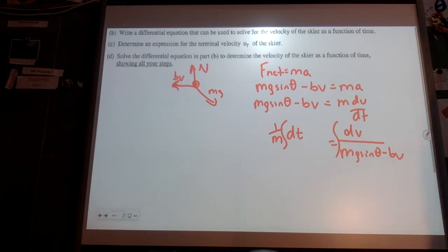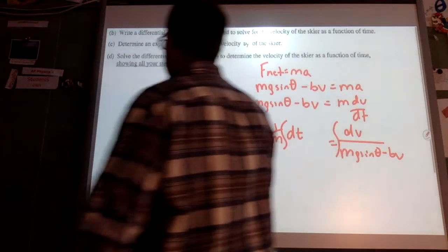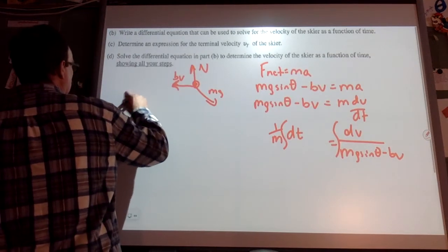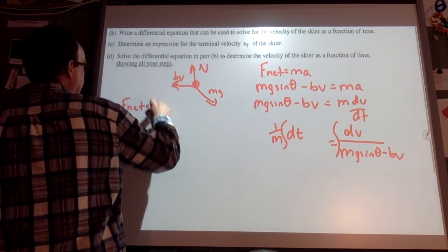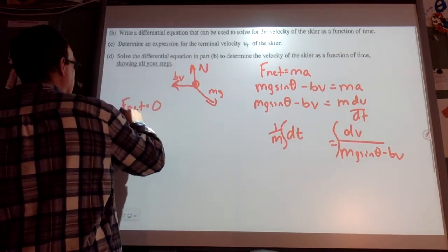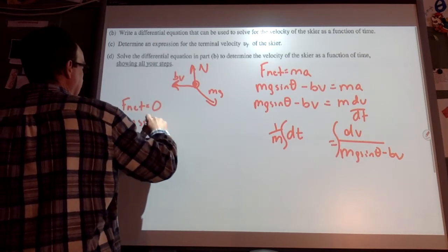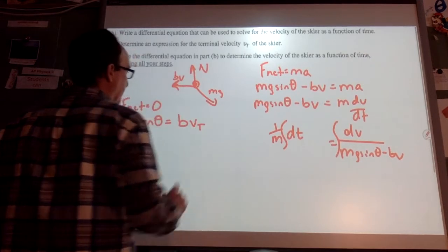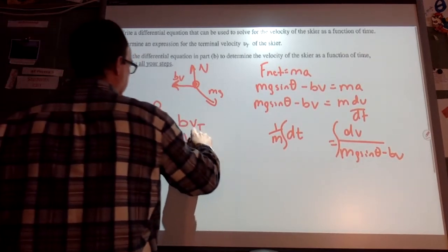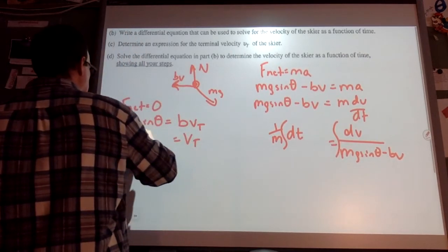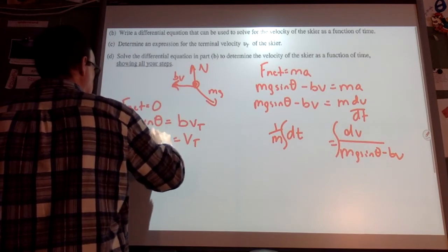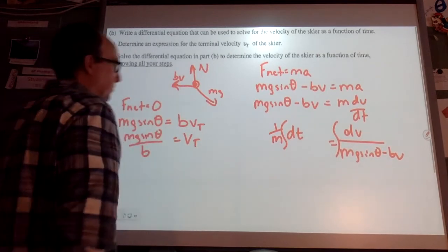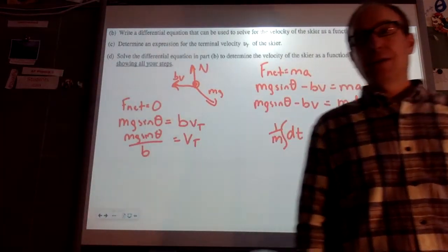Determine an expression for the terminal velocity of the skier. That's going to be the case when F net equals 0. So that's going to be when mg sine of theta is equal to bv. And so that's going to be when mg sine of theta over b is equal to v terminal.